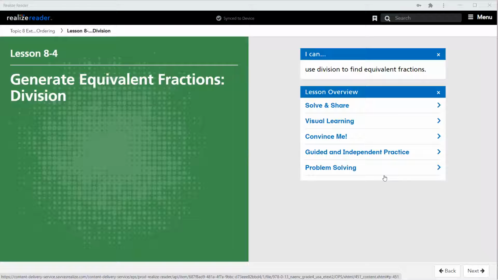With multiplication, you can always multiply the top and bottom number by any number and be able to find equivalent fractions. The tricky part about doing it with division is you need to find a common factor for both of those numbers. So you need to find a number that you can divide both of those numbers by evenly and not have remainders in order to use it to create equivalent fractions.